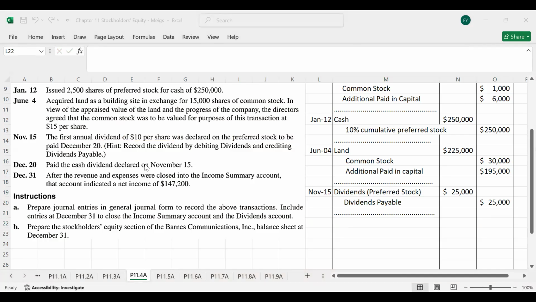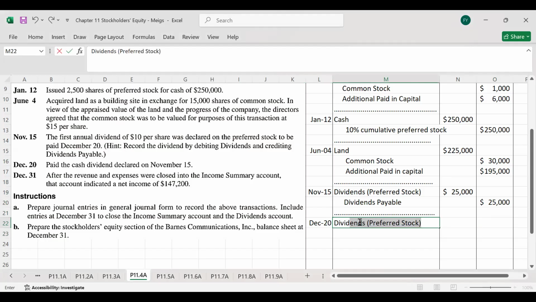So on December 20th, the company paid the cash dividend, means these dividends are paid on December 20th. So we will decrease or eliminate this liability. Dividends payable is now on the debit side, and cash, because we paid dividends, will be recorded on the credit side, which is $25,000.